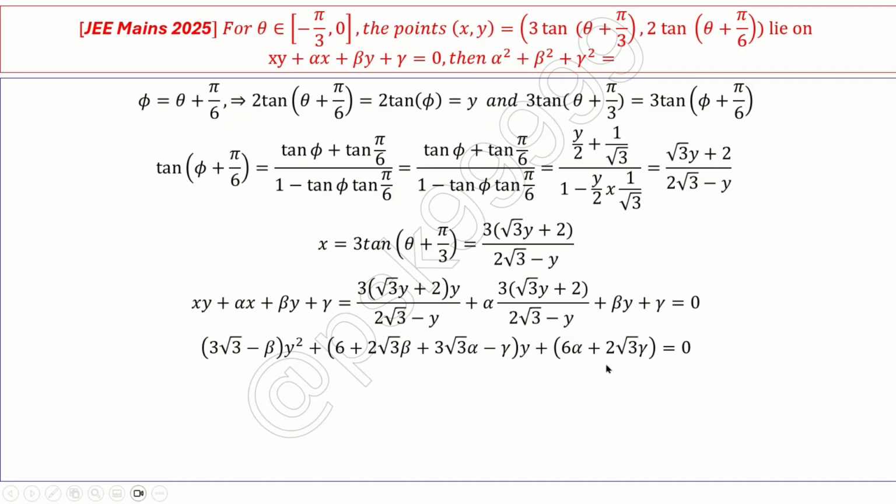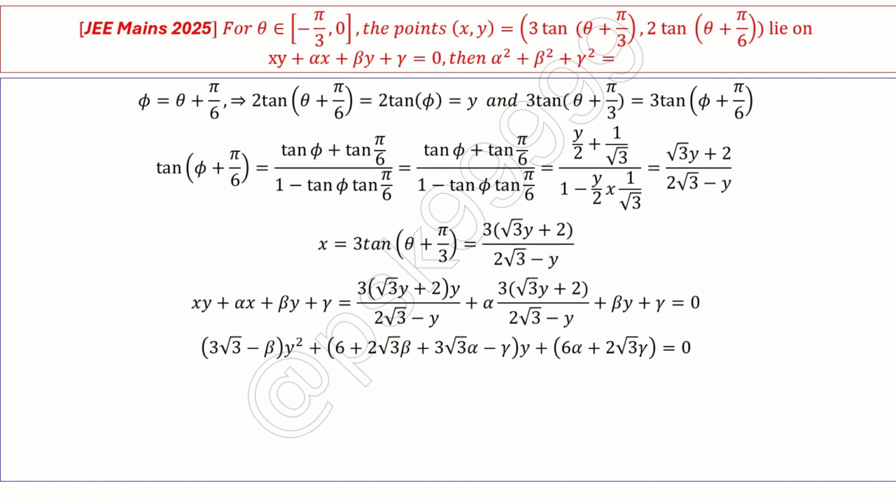Now a quadratic equation can have a maximum of two roots. But here y has so many roots. Y satisfies every angle in this range, so many values in this range it satisfies, which means this quadratic equation has more than two roots, which means it's an identity.